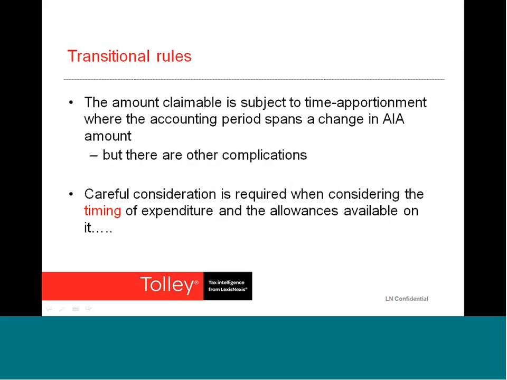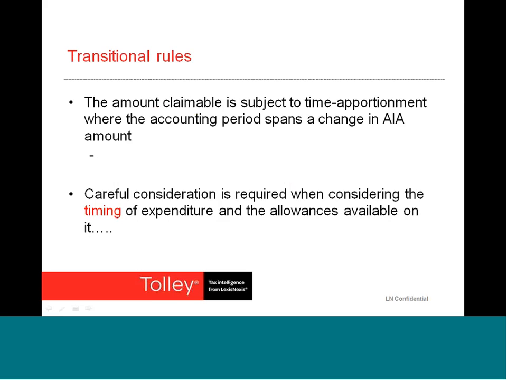Now, there are some transitional rules that we obviously need to be aware of. The amount that we're going to claim for our business is going to have to be time apportioned if your accounting period is going to straddle one of these changes in the rates of AIA. So the first thing is you're going to have to work out time apportioned AIA, but it's a bit more complicated than that, because we have to be very careful about the date of the addition. So what date is the addition of the plant and machinery that we want to be claiming the allowance on?